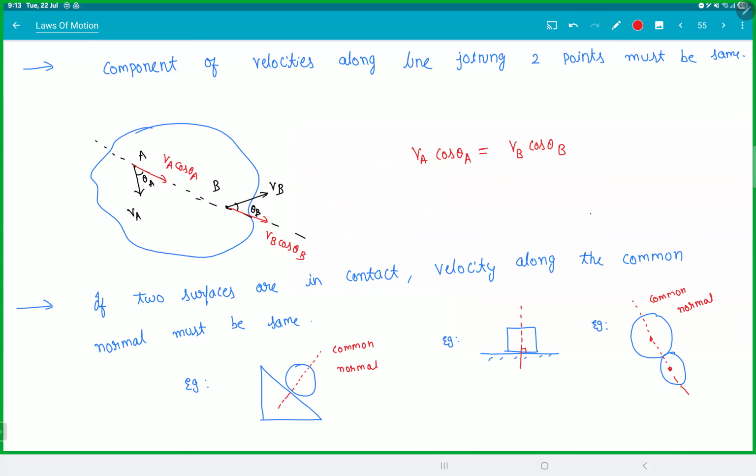Technically, the wedge will go into the ball, right? Whatever it is, same thing. Clear with this? This is the whole idea there: if two rigid surfaces are touching each other, the velocity along the normal must be the same. Any doubts on this? Let's see a question based on this.